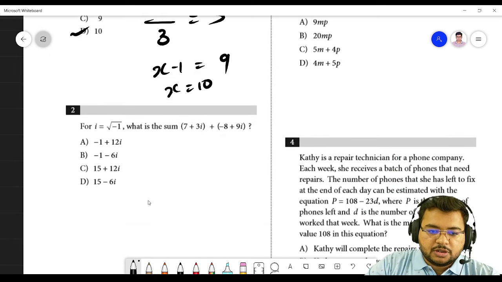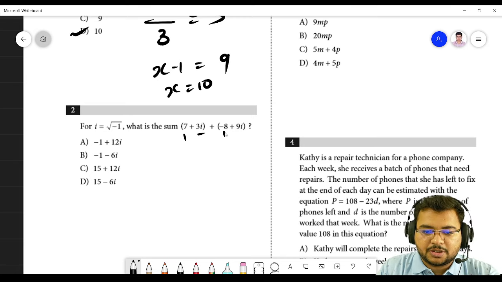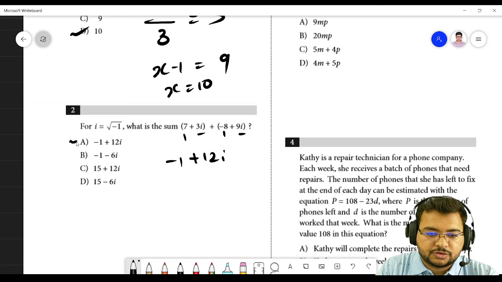Now second question, here it's a question of complex numbers, so we have to add the real part and the imaginary part separately. Okay, 7 minus 8 is minus 1, 3i plus 9i is 12i. Okay, so this is A.